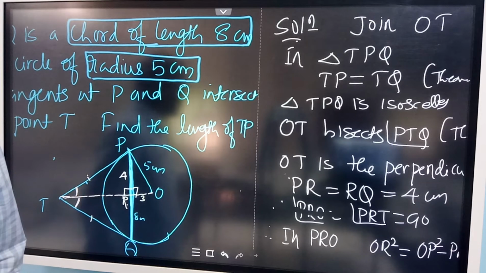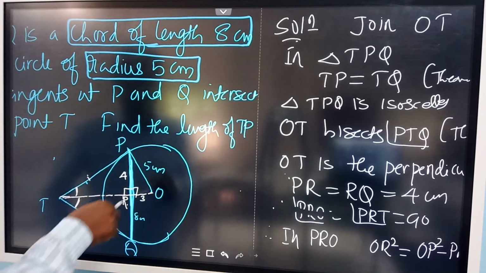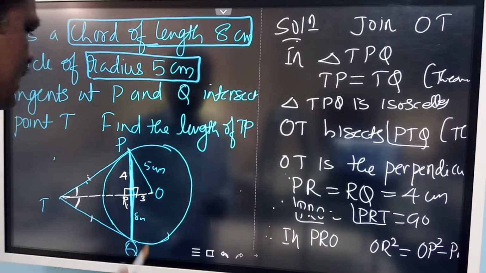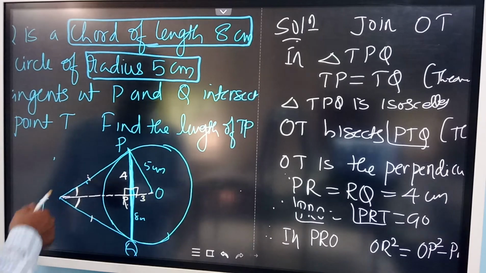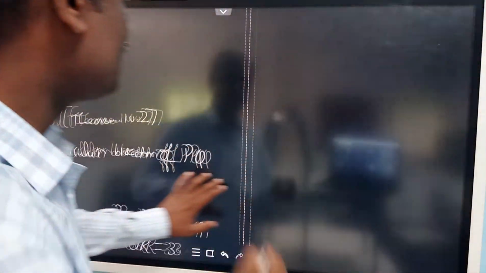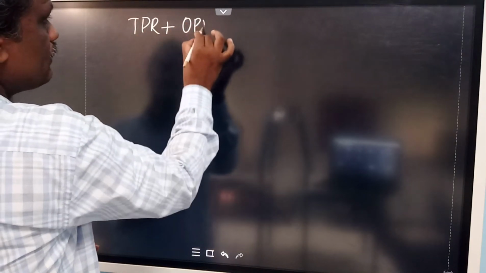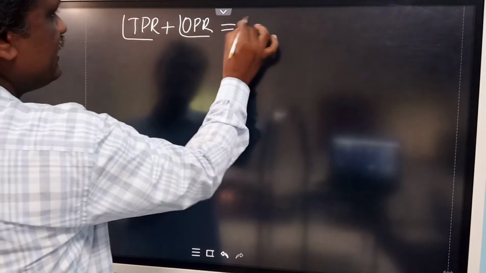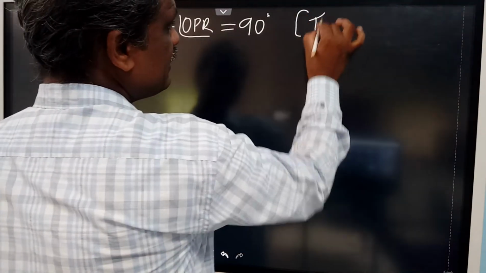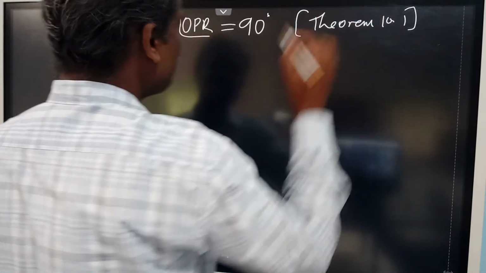So now after this, you know that angle TPR plus OPR both are equal to 90 degree, because this is a radius and this is a tangent. So radius and tangent are perpendicular. So I can write angle TPR plus angle OPR both are equal to 90 degree. Okay, because theorem 10.1, radius and tangent are perpendicular.